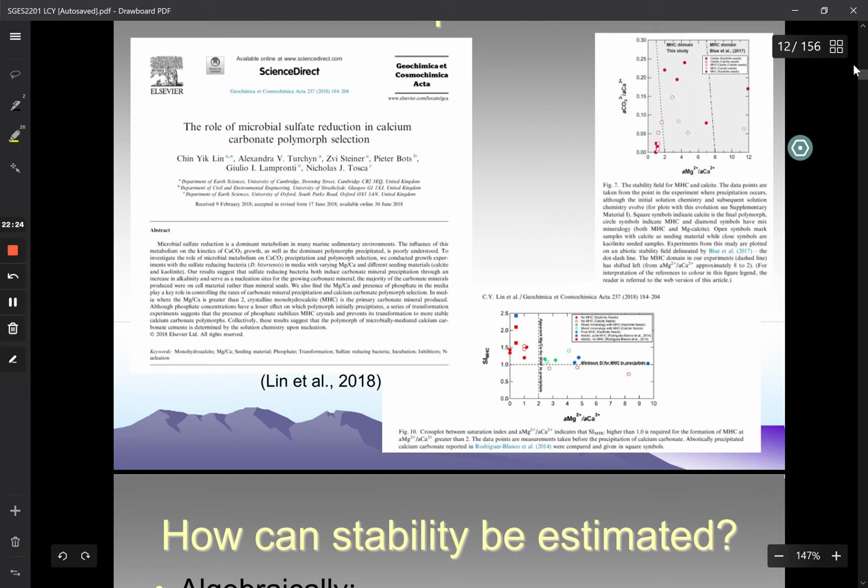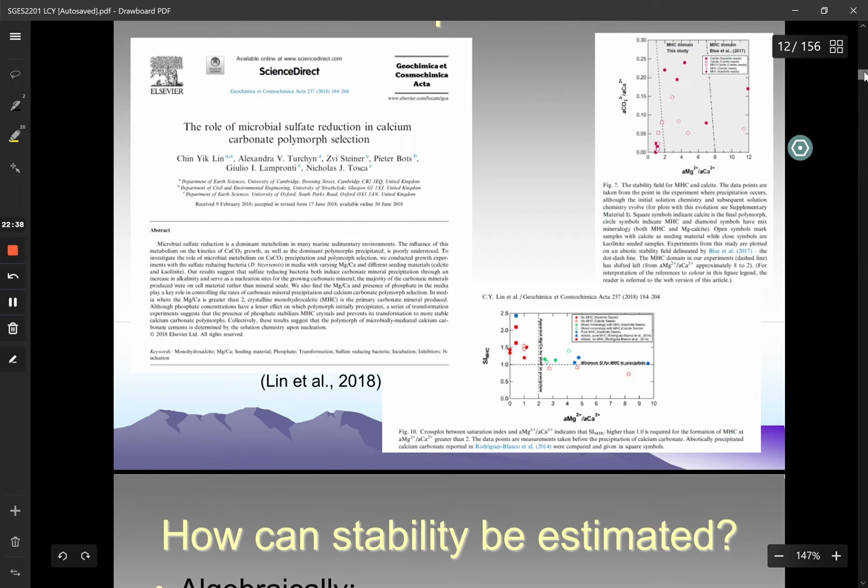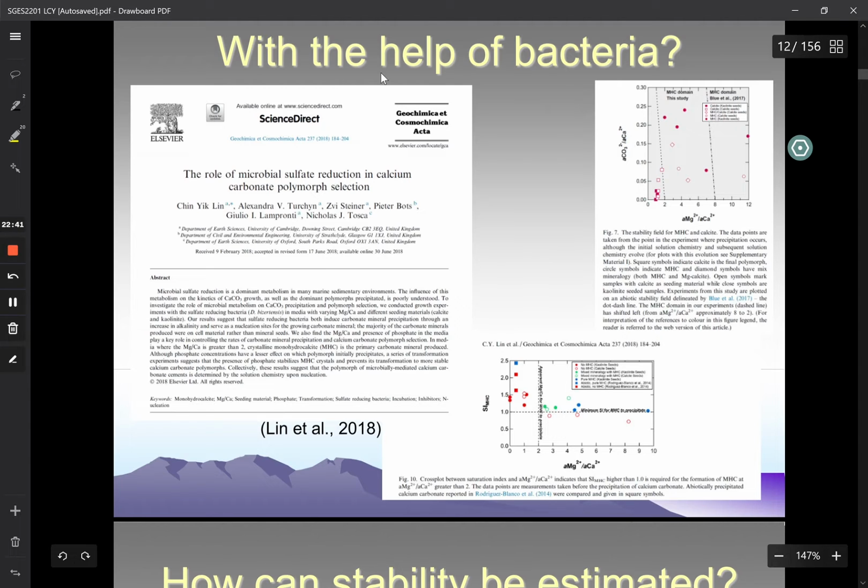So besides, in low temperature geochemistry, besides the influence of temperature and pressure on the stability of the minerals, we also have this biological influence, which may also help in governing the stability of those minerals.